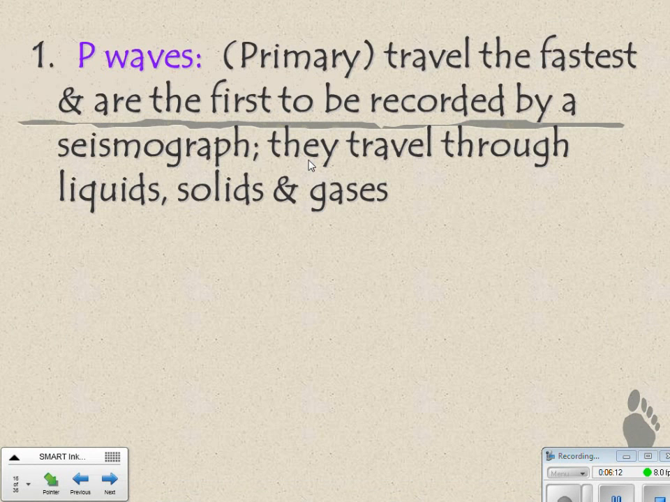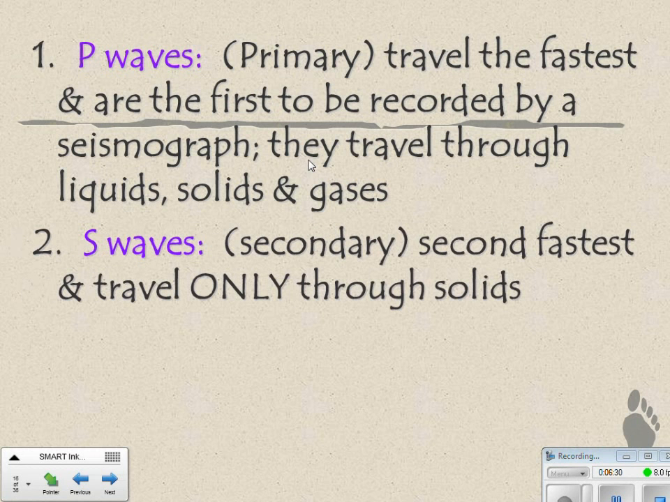The P waves. P stands for primary. Primary means first. They travel the fastest and are the first to be recorded by a seismograph. They travel through all 3 states of matter: liquids, solids, and gases. The S waves, S stands for secondary. They're the second fastest and travel only through solids. So you might want to make a note on your paper: S for secondary, and S waves only go through solids. All of the S's go together.